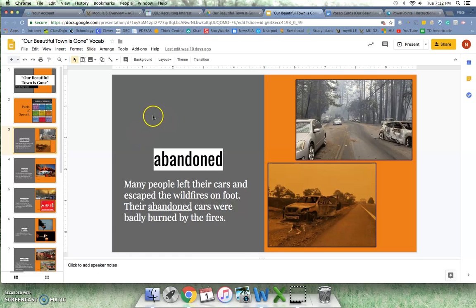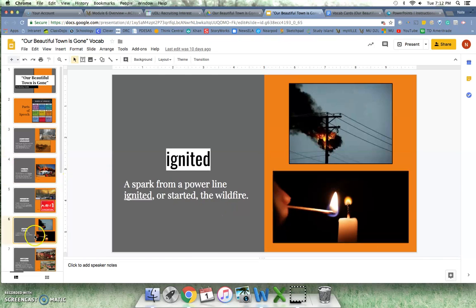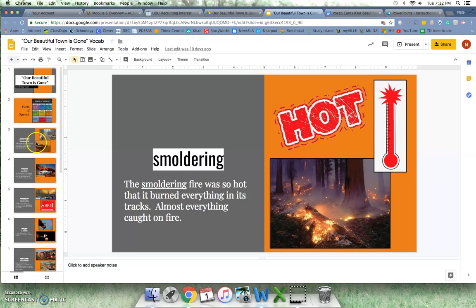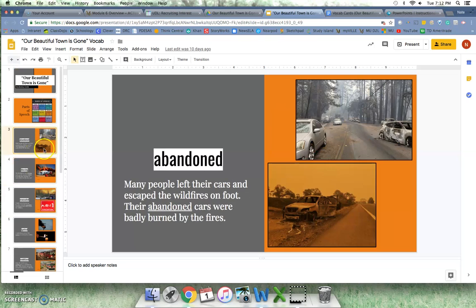And then another positive I thought was the contrast. So you can see the dark gray with the white. Everything kind of stands out. The only thing that I would say is the orange, I think, could be distracting, and just the multiple pictures on some of the slides could be distracting. Like if you look here, the word smoldering here, that for certain students that might be a little distracting for them.